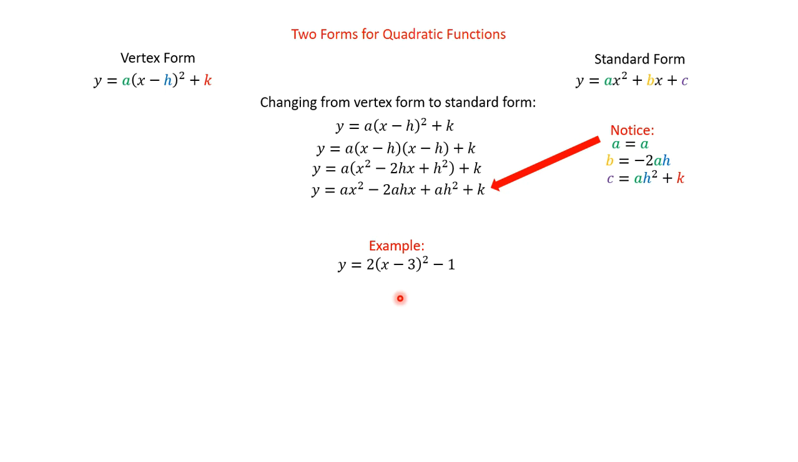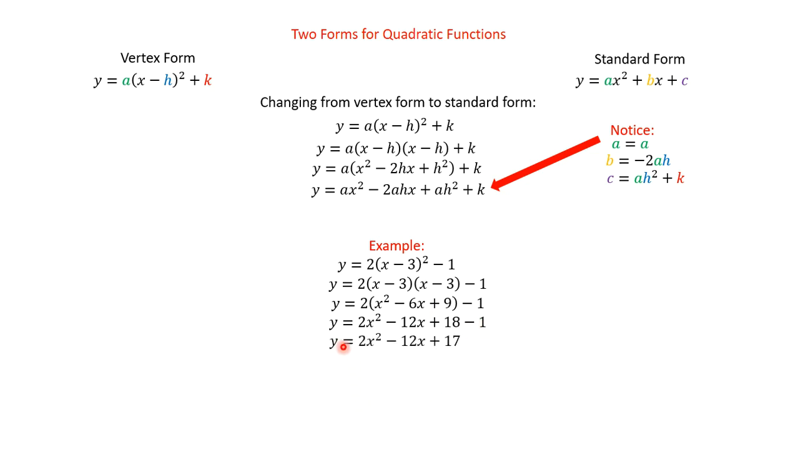So if we want to do it with an example where we have actual numbers instead of just letters, first step, we need to multiply out the squared. That'll give us x squared minus 3x minus another 3x, will be minus 6x plus 9. Then we can distribute the 2 through, so 2x squared minus 12x plus 18 minus 1. 18 minus 1 is just going to be plus 17. So we get 2x squared minus 12x plus 17.